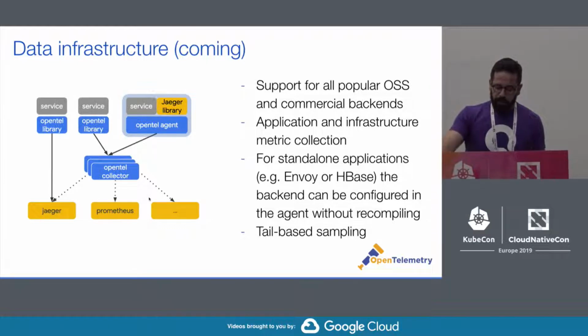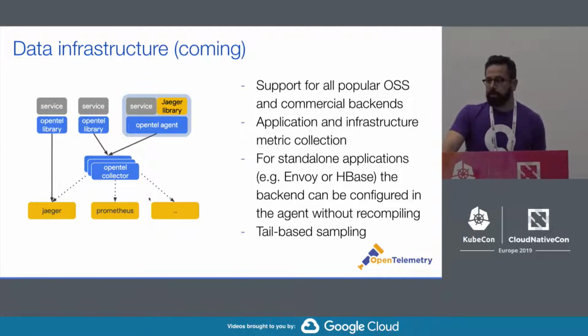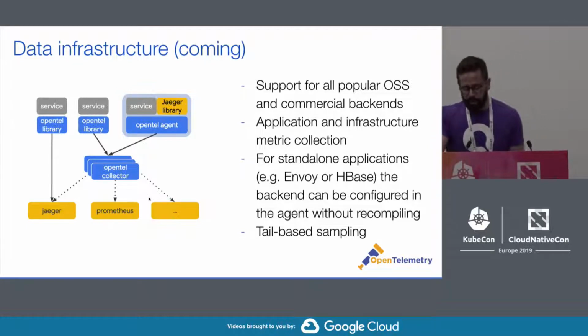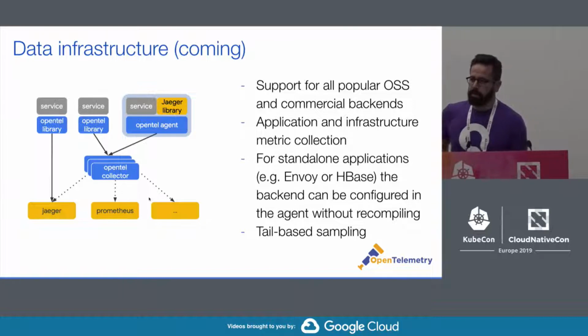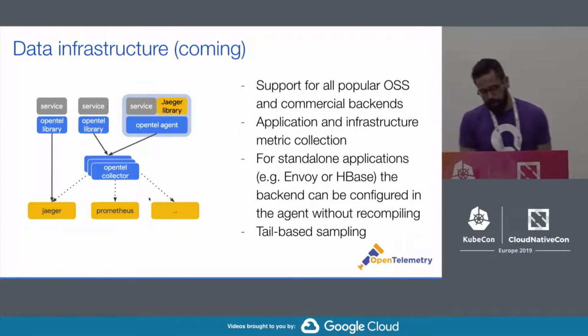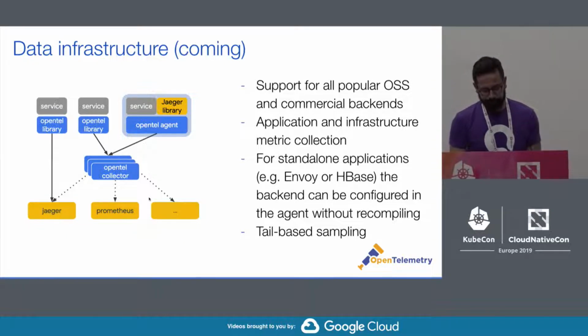For standalone applications, like Envoy, you can even have the instrumentation built into the binary, and you don't even have to recompile, because you can reconfigure where you send the data from the agent. And also there is even more advanced functionality, like buffering, retries, and tail-based sampling, that already exists in the collector service that will also be in OpenTelemetry.